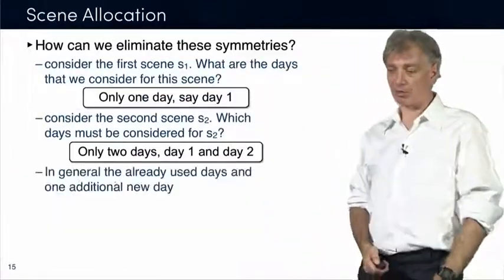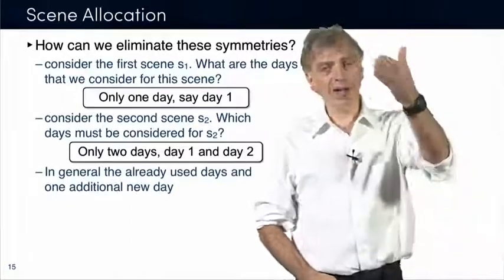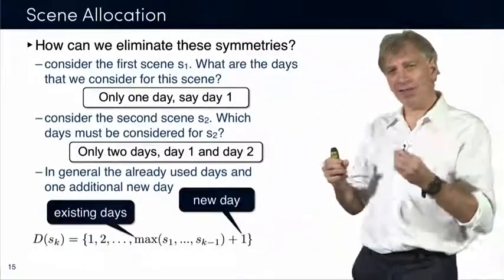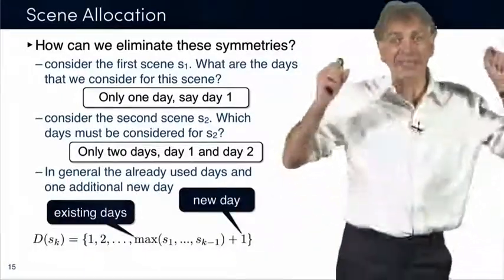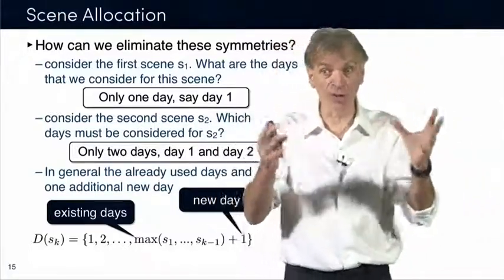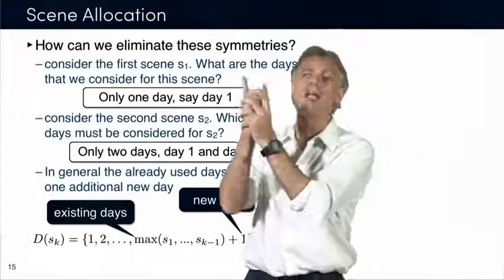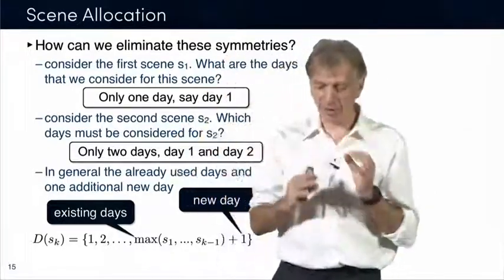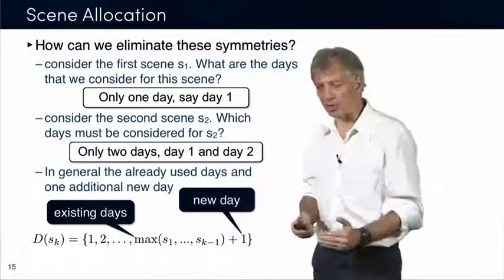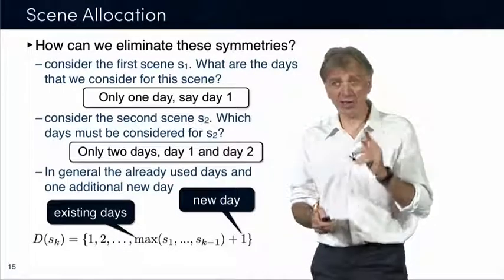So in general, if I look at a particular scene, the only thing that I have to do is to look at the days in which I have already scheduled something. Those I have to actually consider. And then I can choose one new day, a day where nothing is scheduled. And so if you do that, you remove all these value symmetries.